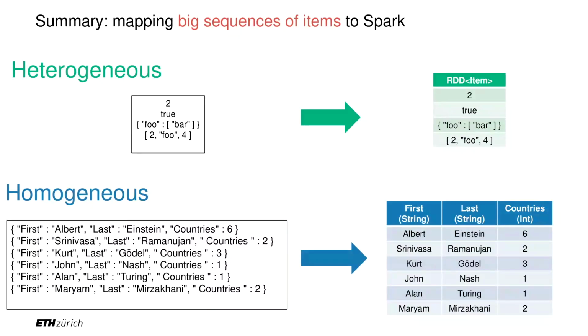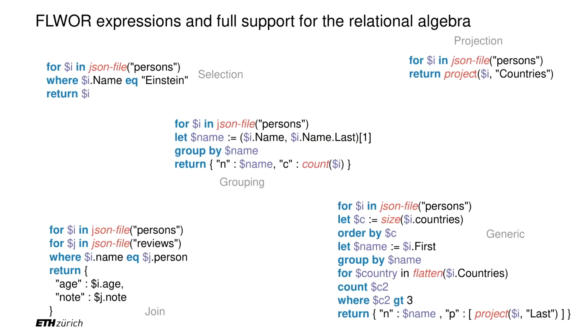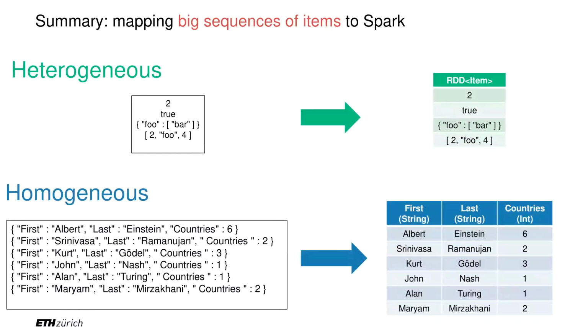So this is for the expressions. We can do the same thing for the FLWOR expressions, for the clauses in there. Selection, grouping, projection, join, generic. So everything we can do there is in fact going to be implemented with data frame transformations. Why? Because just like here, a sequence of items that is highly structured can be seen as a data frame. A tuple stream can also be seen as a data frame.